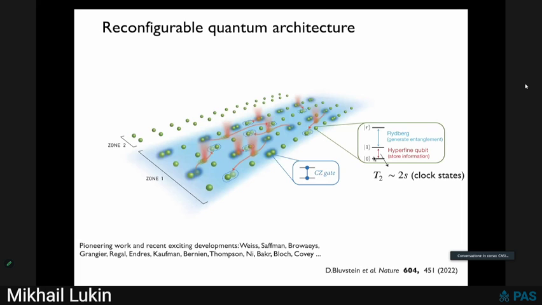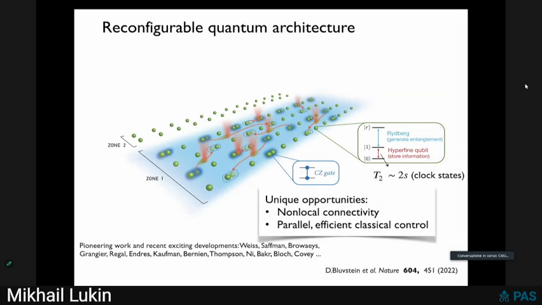And so this gives rise to this reconfigurable architecture where we start with some atoms, where certain pairs of atoms are close to each other. We can excite them to Rydberg state with short pulses, entangle them, then stop this excitation, move the atoms around, entangle them again, and that's the idea. So our architecture becomes kind of a living organism. This architecture gives rise to unique opportunities, enabling both non-local connectivity and parallel, very efficient classical control, which you'll see is very important.